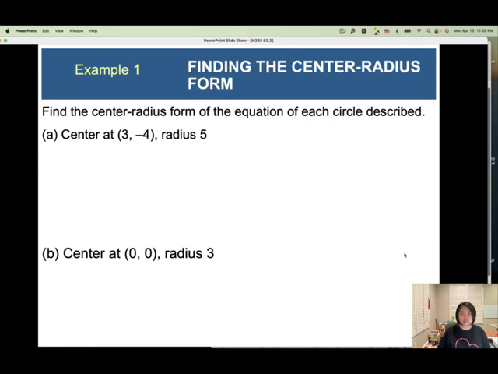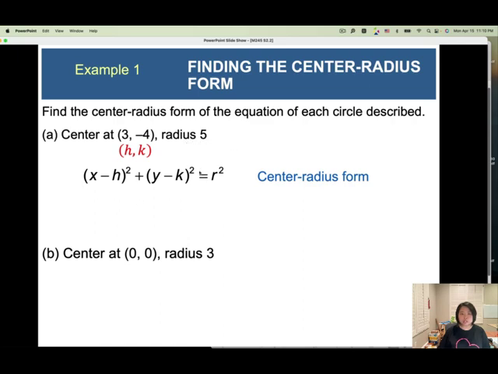Example 1. Find the center radius form of the equation of each circle described. So we do have the center here, and then we know radius is going to be equal to 5. So first, we write down the center radius form. We have (x minus h) squared plus (y minus k) squared equal to r squared. And then our center will be (h, k). Okay, so h equal to 3, k equal to negative 4. And then my radius, which is going to be your r, equal to 5.